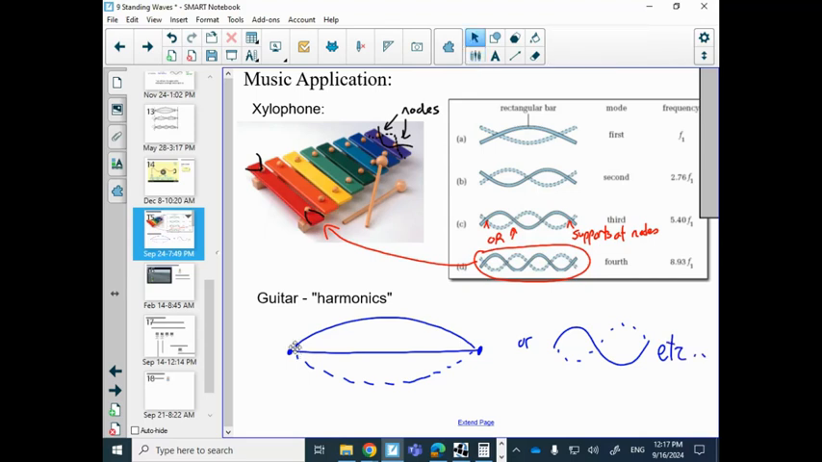But if you were to force this center spot to be a node, so if you touch here, just touch lightly to force it to be a node, right? What that's going to do is it's going to get rid of the main pattern. So that would get rid of this fundamental pattern.